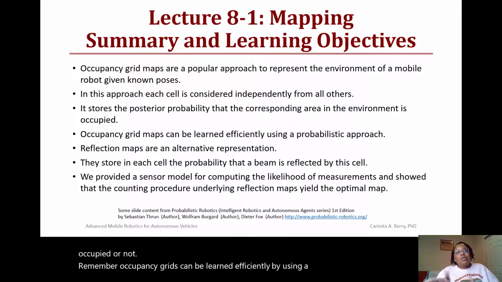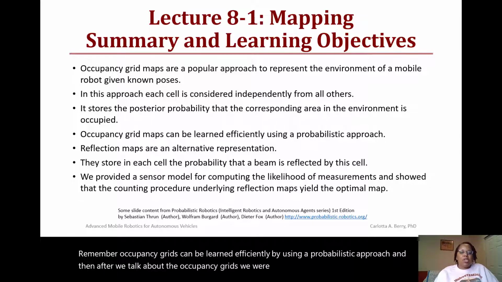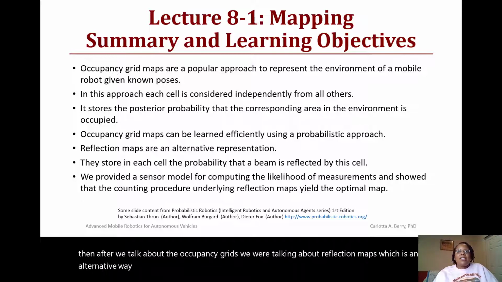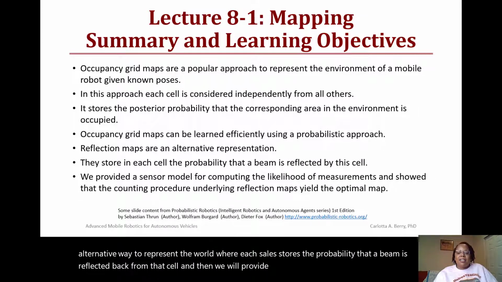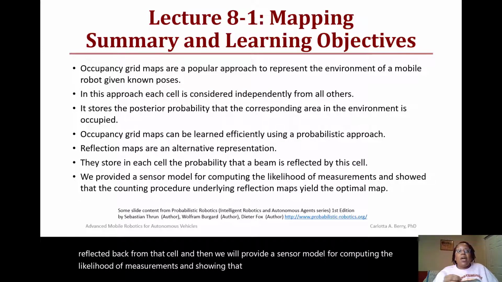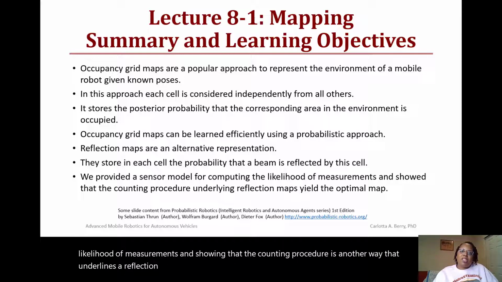And then after we talk about the occupancy grids, we will talk about reflection maps, which is an alternative way to represent the world, where each cell stores the probability that a beam is reflected back from that cell. Then we will provide a sensor model for computing the likelihood of measurements, and show that the counting procedure is another way that underlies a reflection map for showing an optimal map of the robot's world.